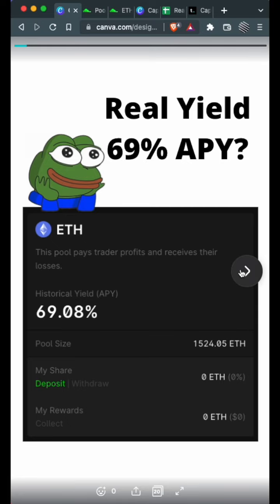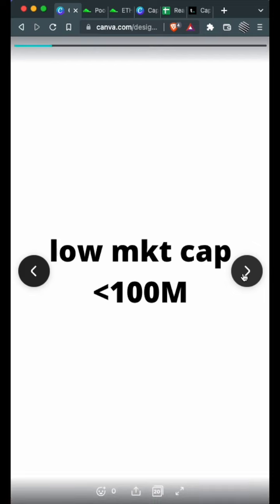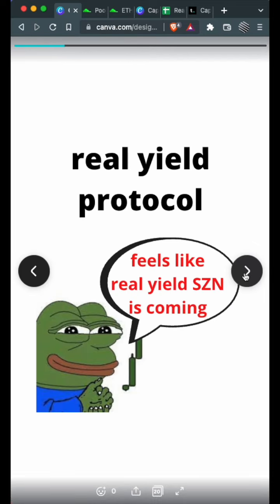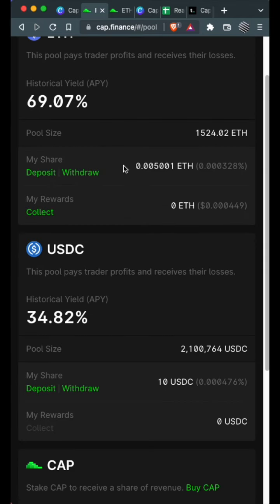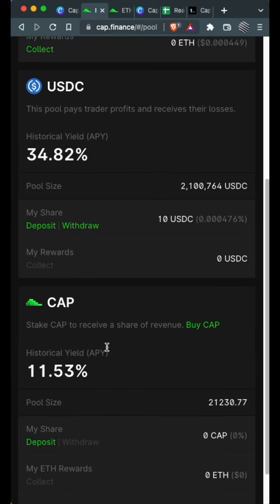What's up, everybody? Today I want to share with you something a little bit more degen, low cap, but still consider a real yield protocol. Importantly, this is not financial advice but more of a knowledge sharing. This is Cap Finance. Currently they are giving 69% on ETH and 34% yield on USDC. If you are holding CAP and you stake, you get around 11.5%.